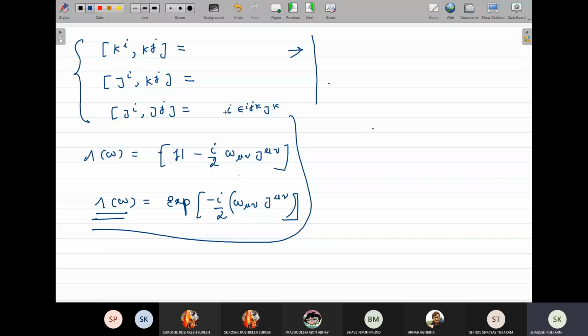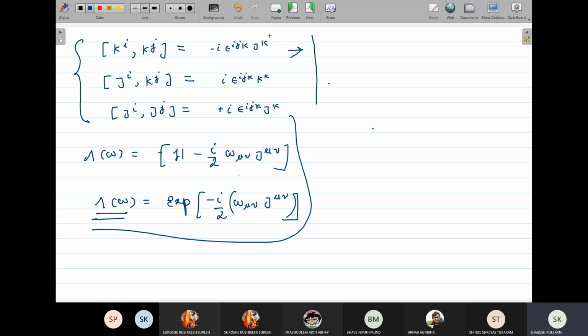But that was the mistake. So there is a plus sign here with k up. And then K_i J_j minus K_j J_i is i epsilon_ijk K_k, and K_i K_j is minus i epsilon_ijk J_k. Okay, fine.